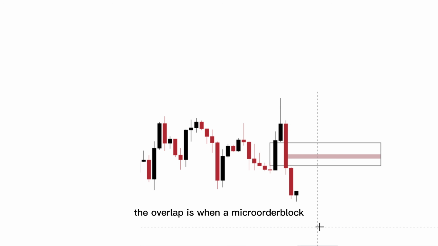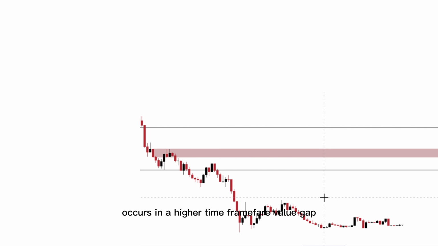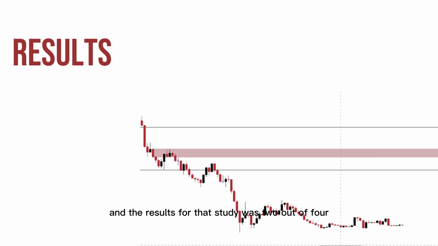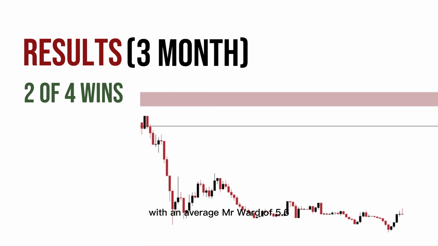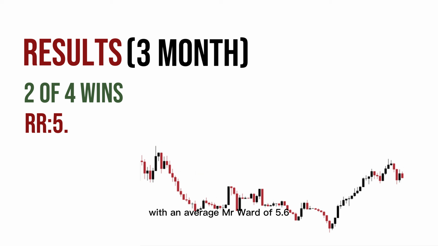So the last part of the study was the overlap. The overlap is when a micro order block occurs in a higher time frame fair value gap. And the results for that study was 2 out of 4 with an average risk reward of 5.6.